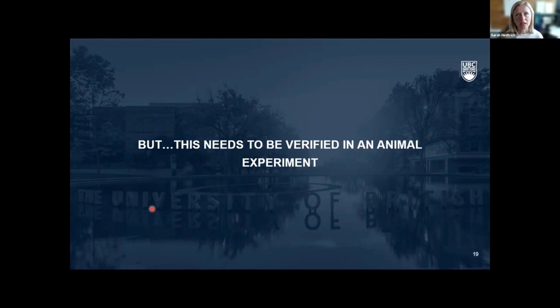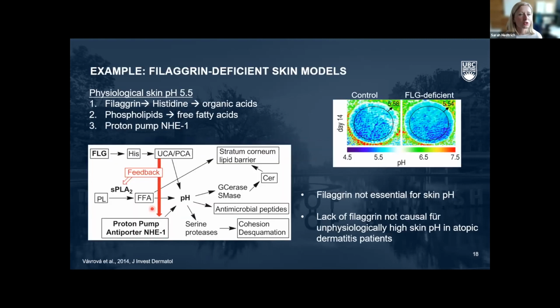So if the authors, or the applicants when it comes to grant proposals, can provide good rationales why it does not make sense to go into an animal, then I think this needs to be acknowledged and accepted. Because, as I said, especially with this pH story, there would have been no way that we could verify that in a mouse model.